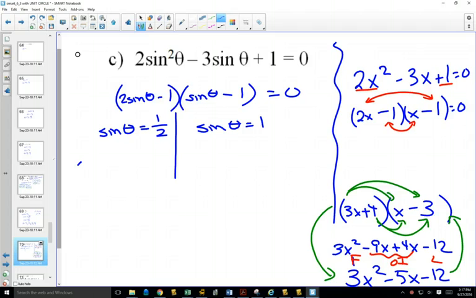This is on our pi plate. It's part of the pi over 6 family. Because it's positive, quadrant 1 and quadrant 2. Is sine ever equal to 1, the y value? Yes, only at pi over 2.